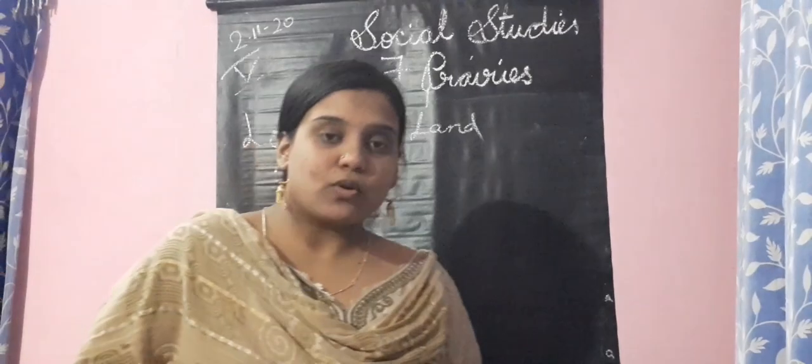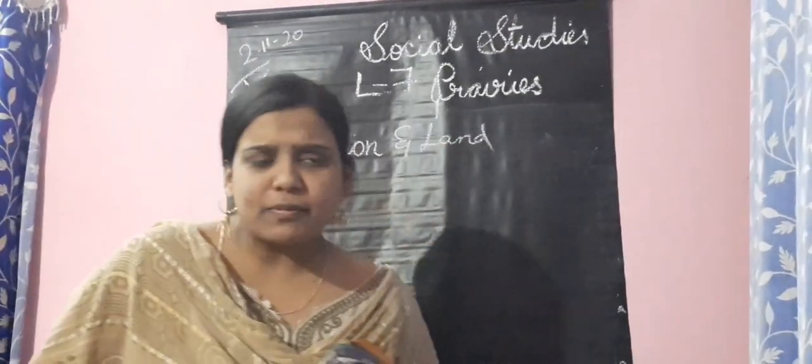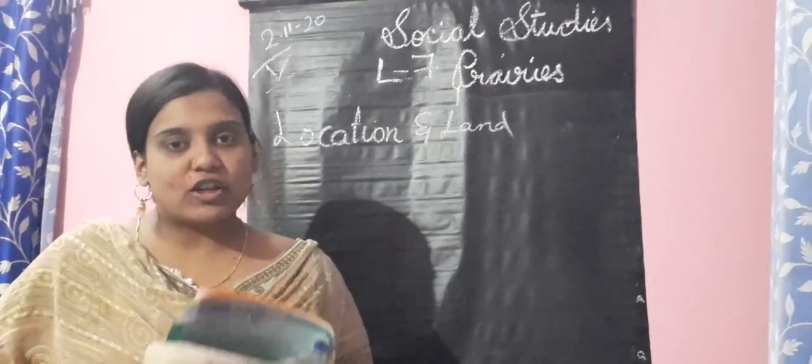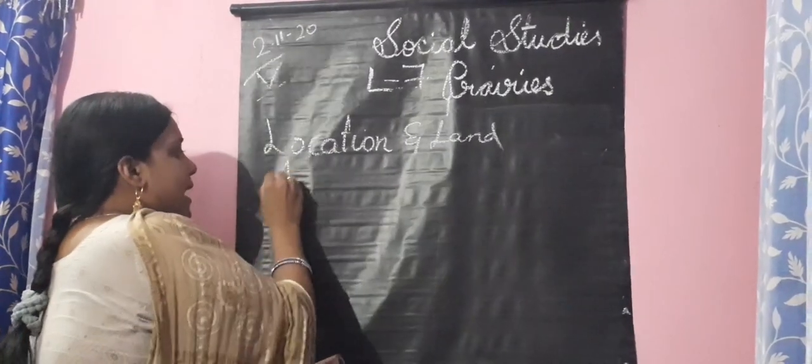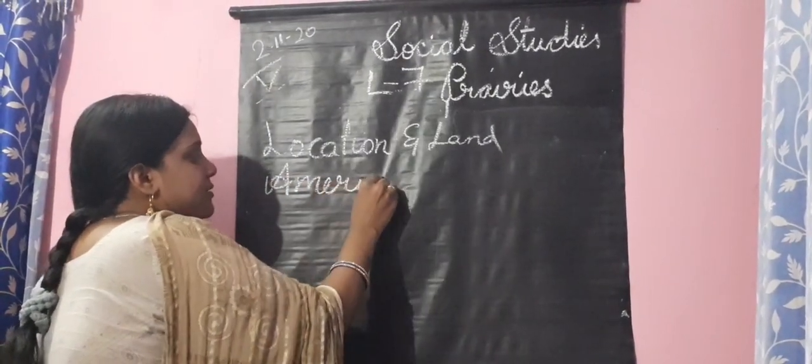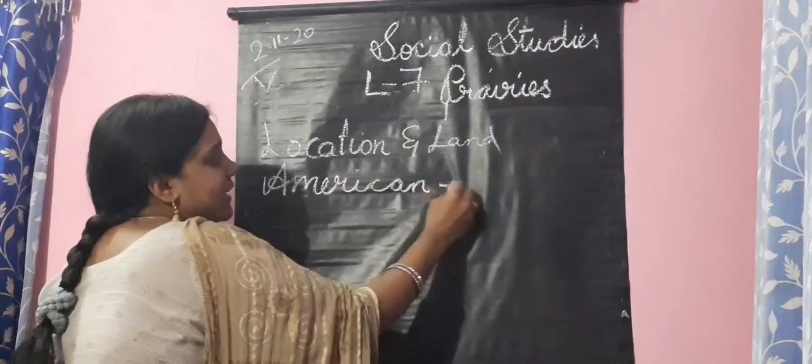Now we are going to learn about the location. How did the prairies come into the location? Who discovered these prairies? So we are just going to read about this. First of all, the prairies were discovered by the French explorers. These American prairies were discovered by the French explorers.